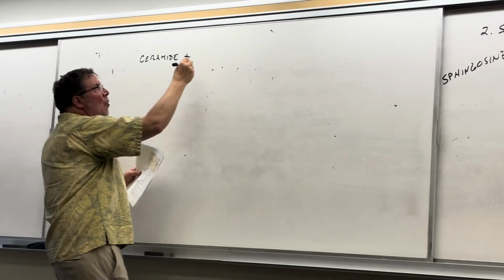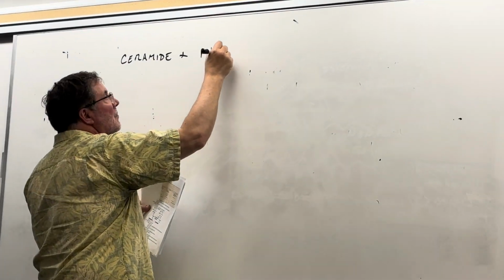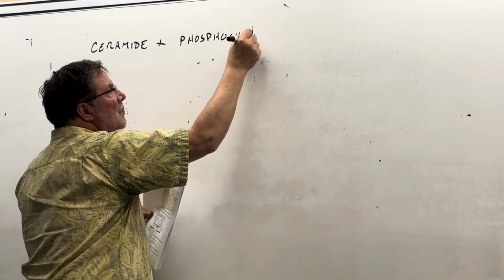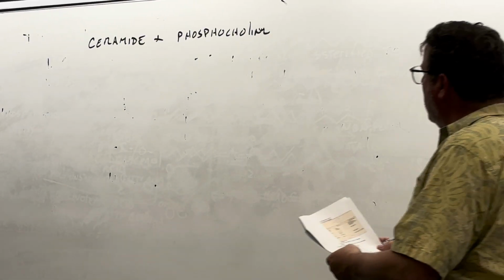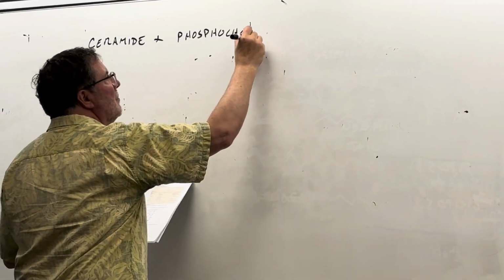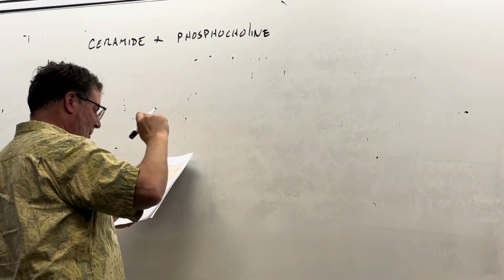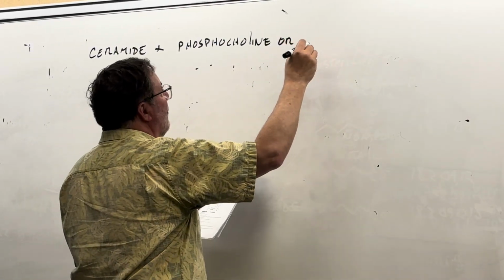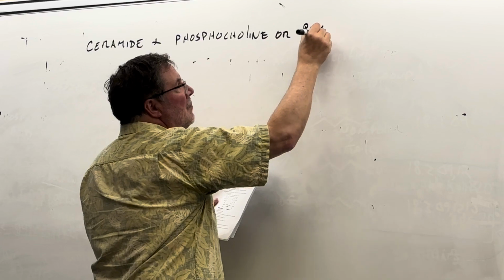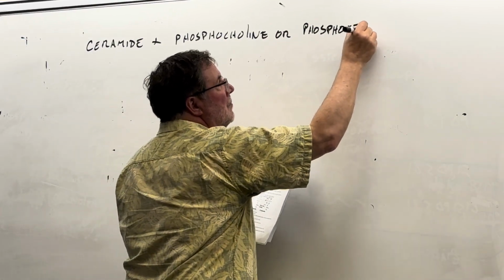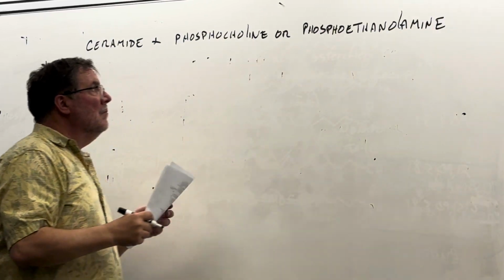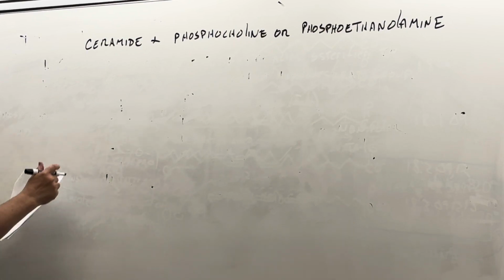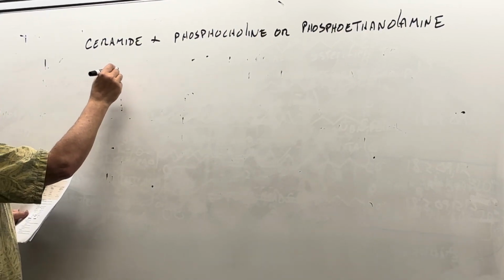plus phosphocholine, so that's where we would have a phosphate plus the little group that had the quaternary amino group, so that's phosphocholine, or phosphoethanolamine. Okay, so what this is, is sphingomyelin.